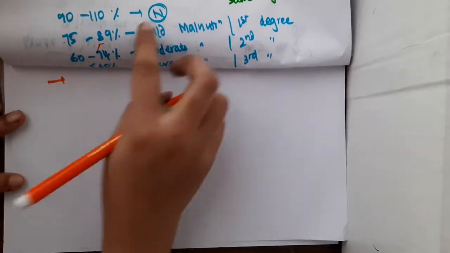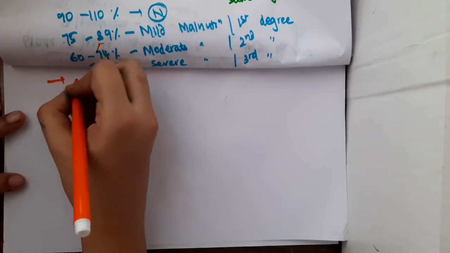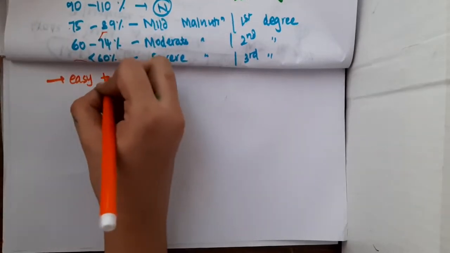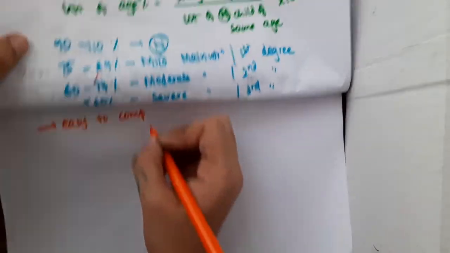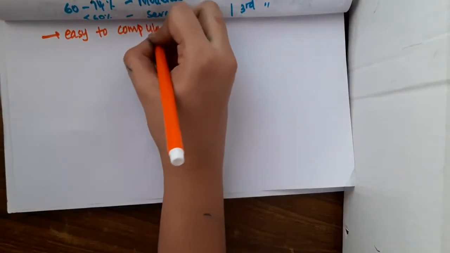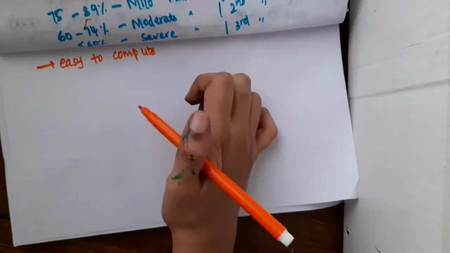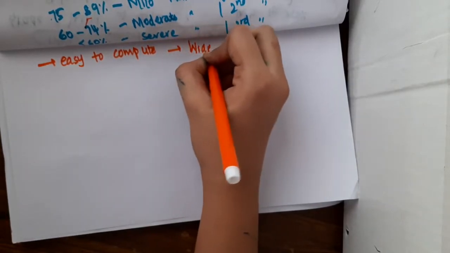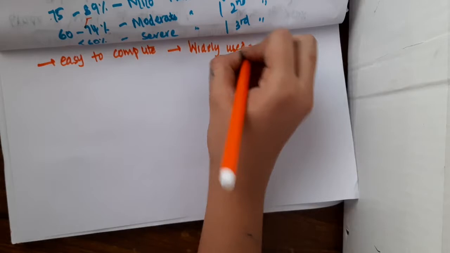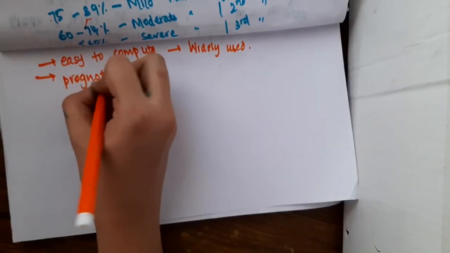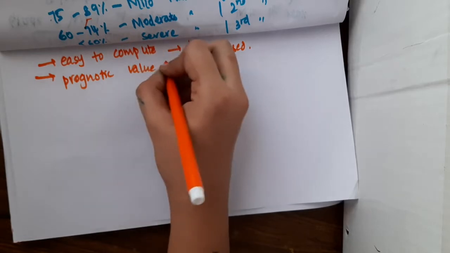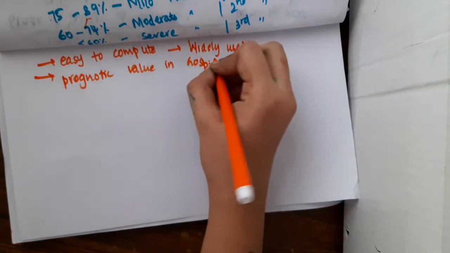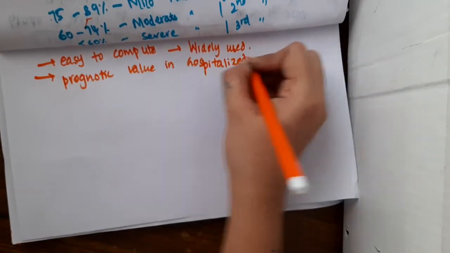Because here we are taking weight as the parameter, it is easy to compute. Number 1, it is easy to compute. Because it is easy to compute, it is a widely used parameter, and this classification is also used as a prognostic value in hospitalized patients.